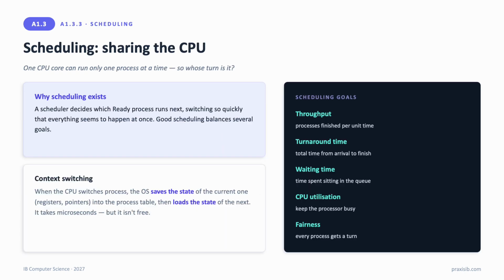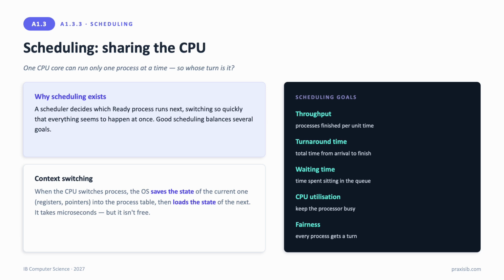Now we get one of the most important ideas in this topic: scheduling. Here's the core problem. A single processor core can only actually run one process at a time, but you have got dozens of programs seemingly running at once. Your browser, your music, your messages. So how? The answer is that the operating system switches between them incredibly fast, giving each a tiny turn so quickly that it looks simultaneous to you.